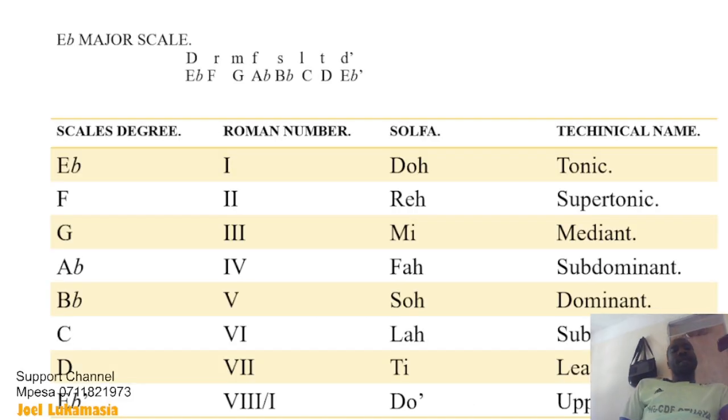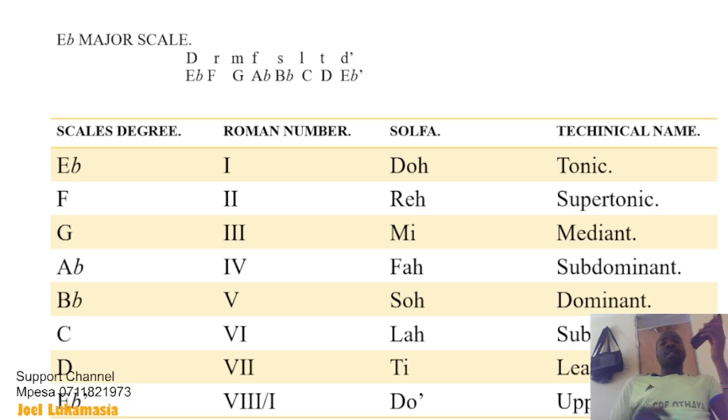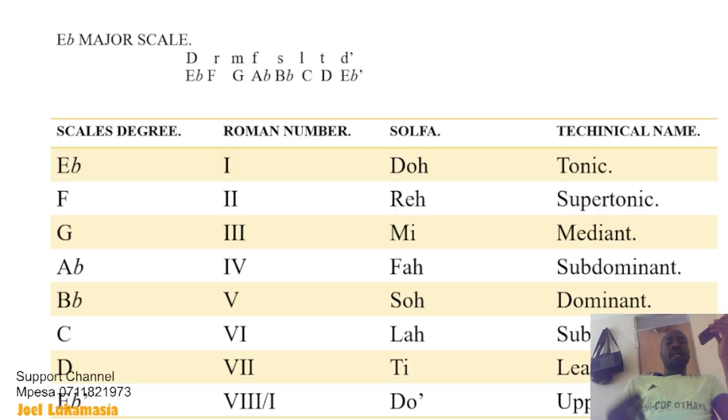So in E flat major, the E flat becomes Roman 1 or the do, which is the tonic. F becomes Roman 2 or the re, which is the supertonic. G becomes the 3 or the mi, which is the mediant. F flat becomes the 4 or the fa, or the subdominant. B flat becomes the 5 or the so, or the dominant, then C becomes the sixth or the la, or the submediant, then D becomes the seventh, the ti or the leading note. Then we have E flat, which is the eighth or the higher do, or the upper tonic.